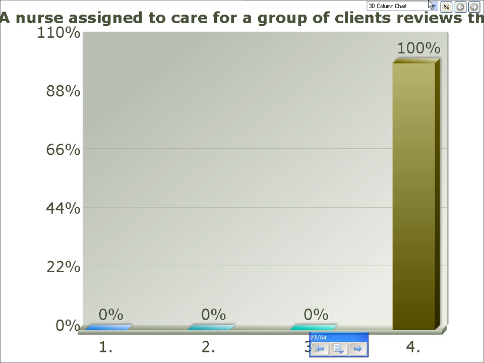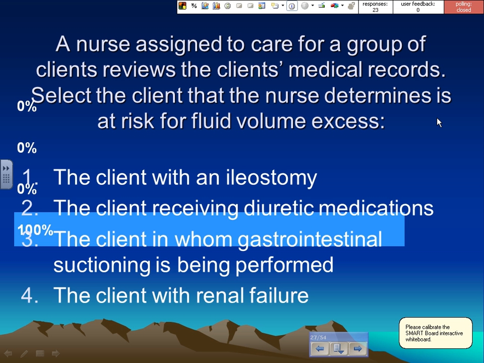Wow, good. 100% of you picked the client in renal failure. Because why? Right, and what about the other 3? What are they at risk for? Deficits. Now, you know all about renal failure, so you could have answered this question even without looking at those other responses.